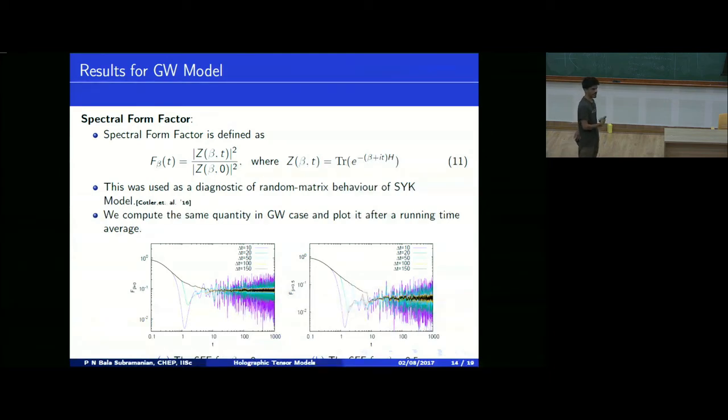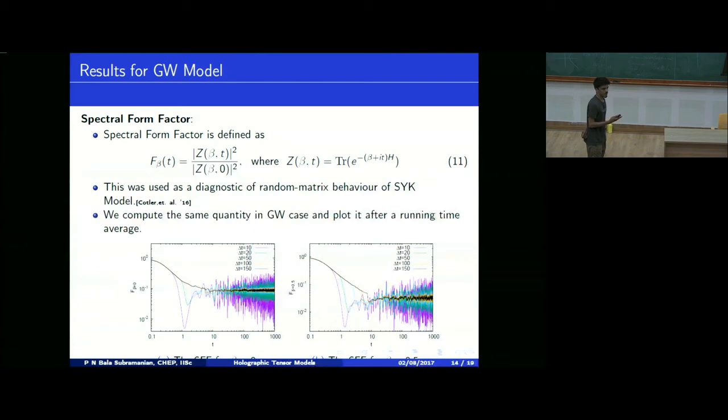Then we looked at the spectral form factor, which has been discussed in Cotler et al. as a good diagnostic for looking at random matrix behavior. We compute the same quantity. Here, the spectral form factor is the trace of e to the minus (beta plus it) H, and you're plotting it for t at some temperature beta. The purple line is the spectral form factor one obtains by just plotting this directly.